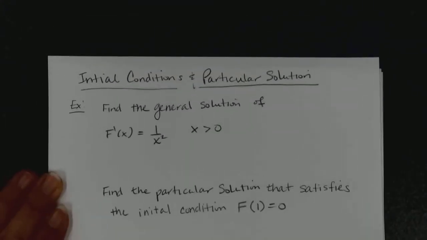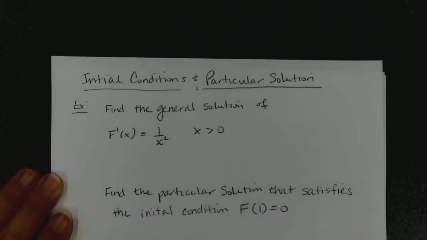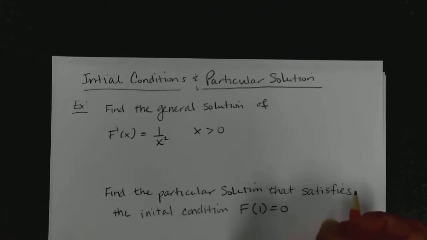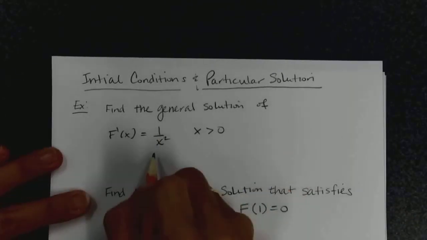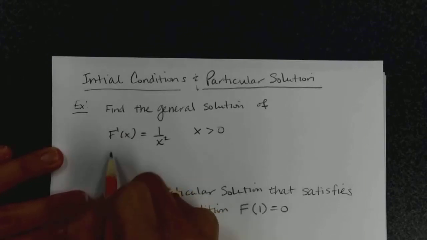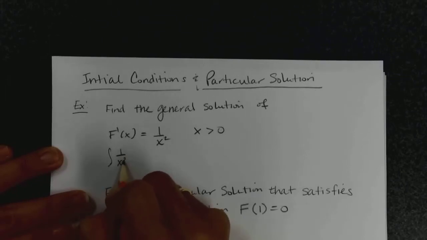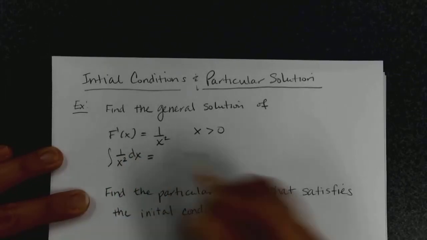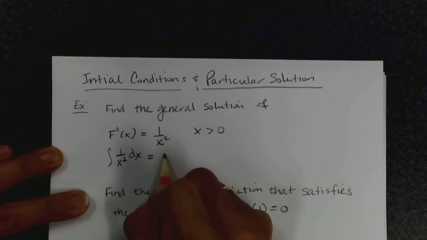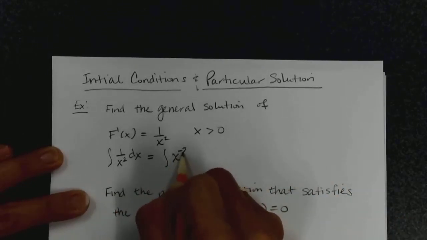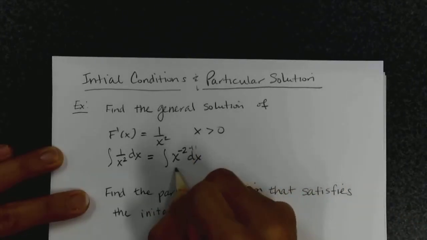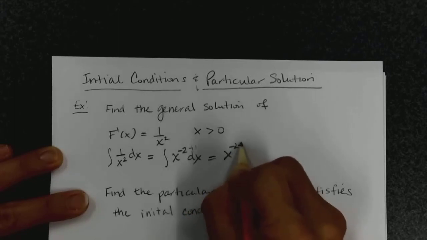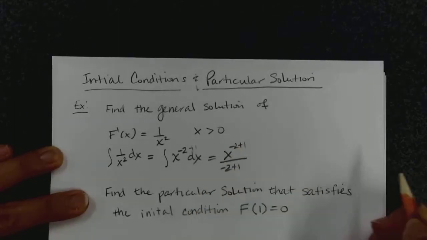Now we're going to talk about initial conditions and particular solutions. So first, we're going to find a general solution of this right here. So if I want to integrate, what I'm going to do is integrate this. So the antiderivative of this is given by, we're going to rewrite it as x to the negative second power, and then when we integrate this, we're going to add 1 and divide by the new exponent.